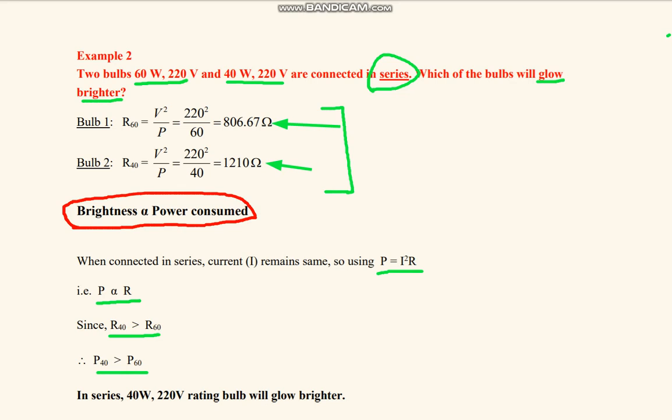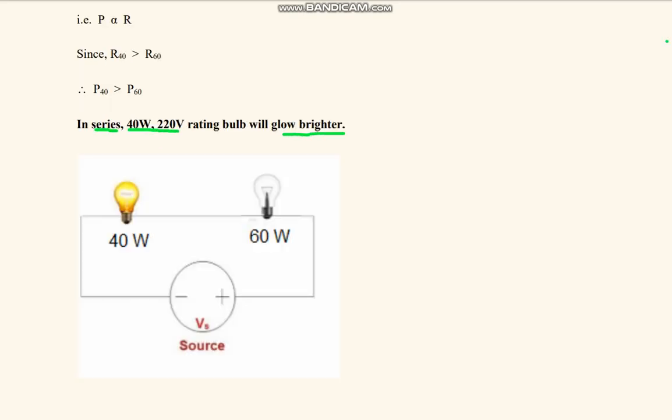And as the thumb rule says, more power means more brightness. That means that in a series connection, the 40 watt bulb will glow brighter. As you can see in the diagram, this is a series connection of 40 and 60 watt bulbs. If they are connected like this, the 40 watt bulb will glow brighter than the 60 watt bulb. Now let us come to the third question.